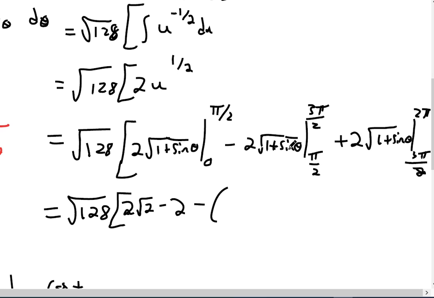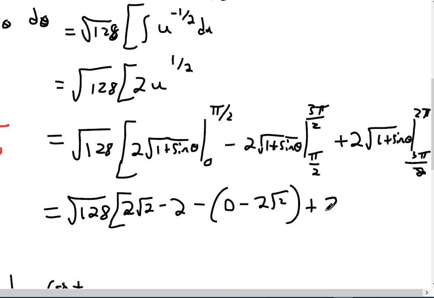Second one, if we plug in 3 pi over 2, that gives us negative 1 for sine. 1 plus negative 1 makes 0. 0 times 2 makes 0. Plug in pi over 2, 1 plus sine pi over 2. Sine pi over 2 is 1, so this makes 2 square roots of 2 in here.